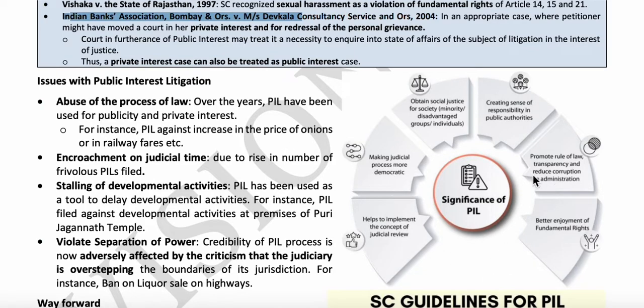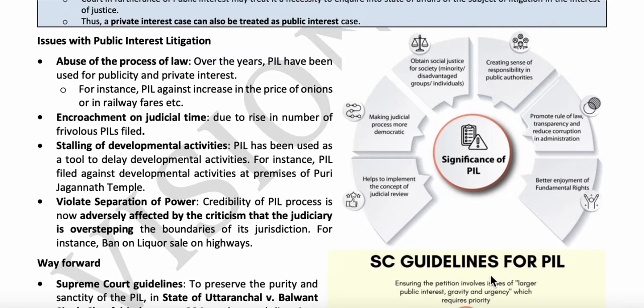About the significance of PIL. The importance of this PIL is, the first point, it helps to implement the concept of judicial review. Now what is this judicial review? Here the judicial review means the judiciary can express its opinion on the laws made by the parliament. And the second importance is this PIL helps people to participate in the judicial process. And the third thing is it helps the poor and the disadvantaged groups to obtain social justice.